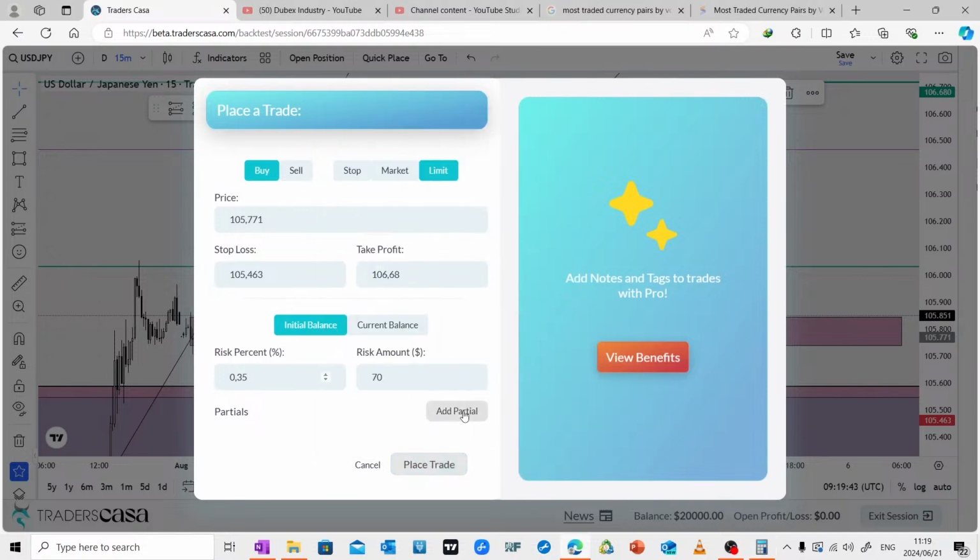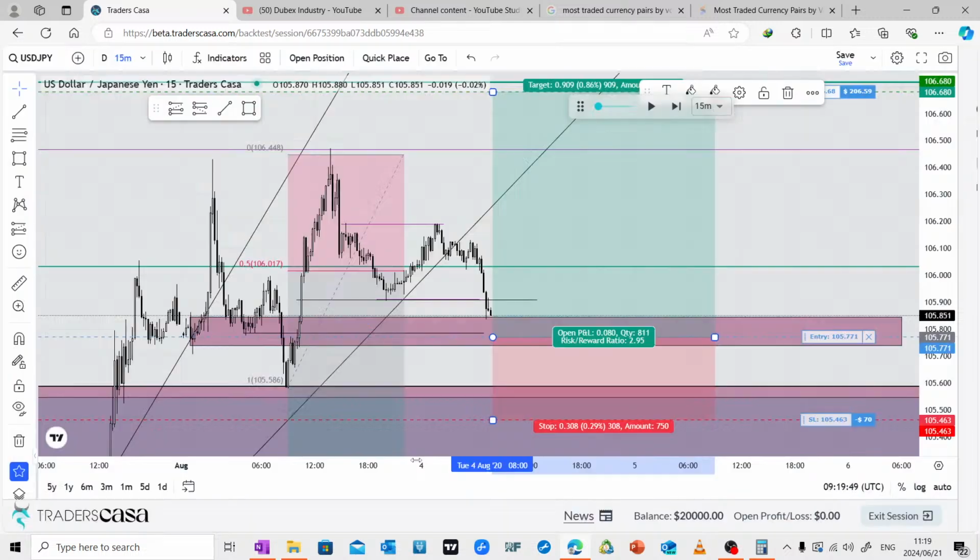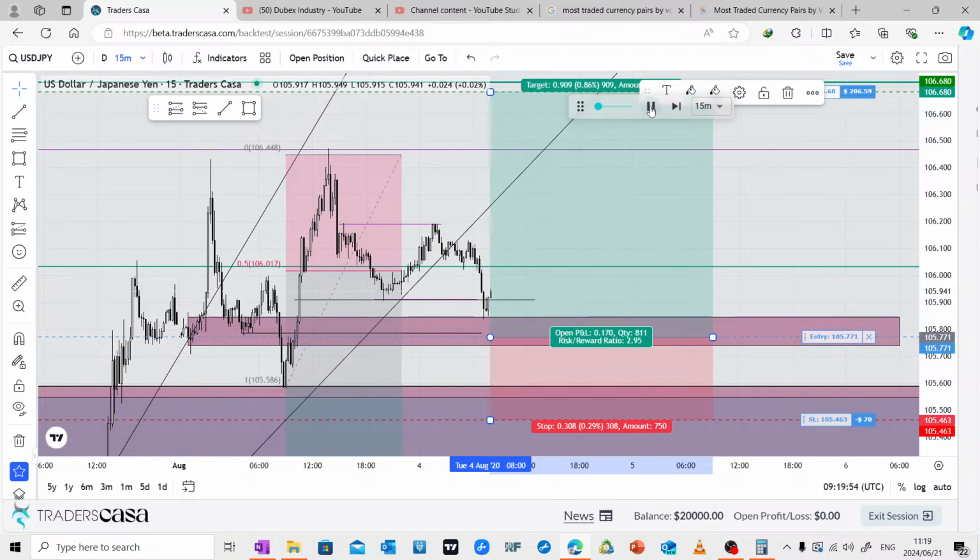Then I place. If you wanna add partials and view other benefits, you gotta pay, bro. You gotta pay. Place the trade. And boom, let's go. Now we can play it.